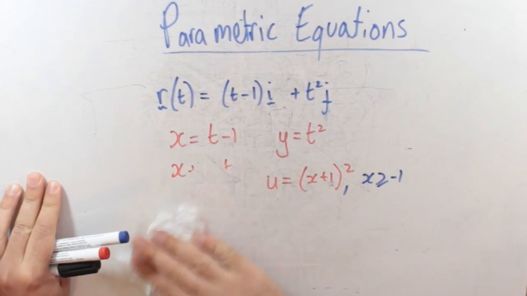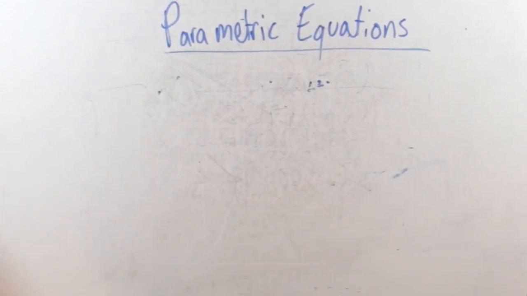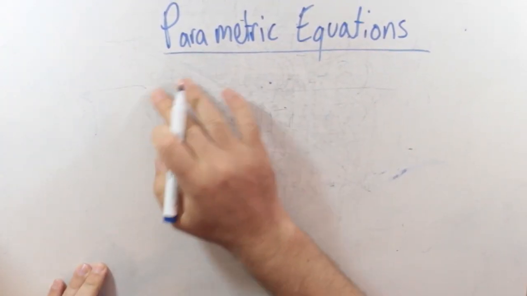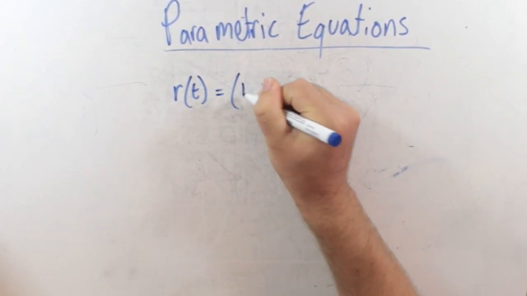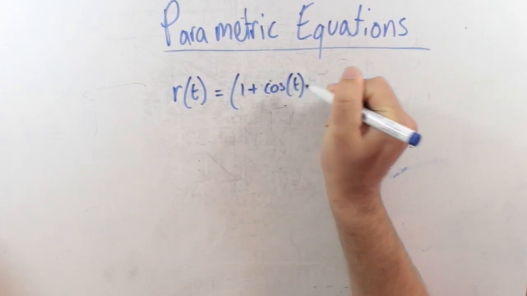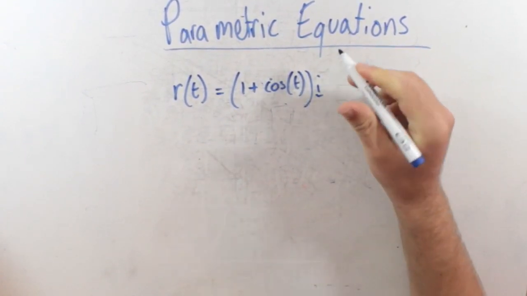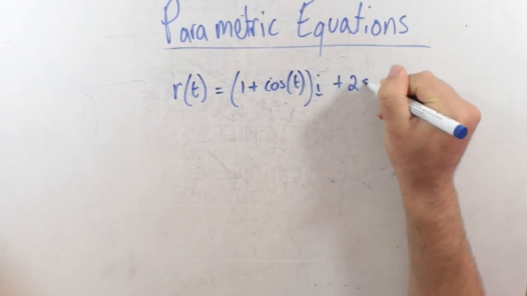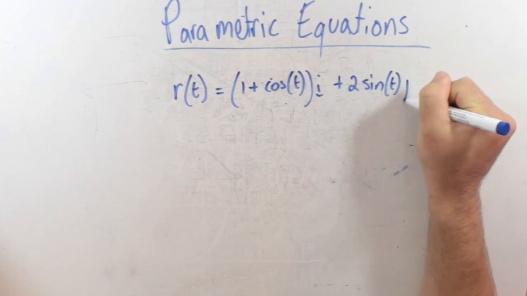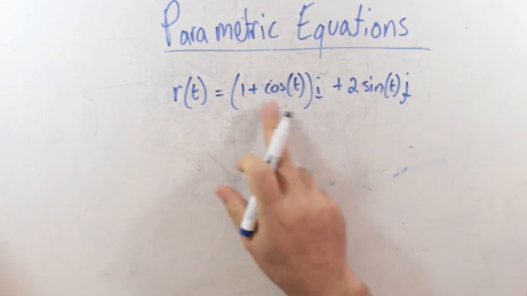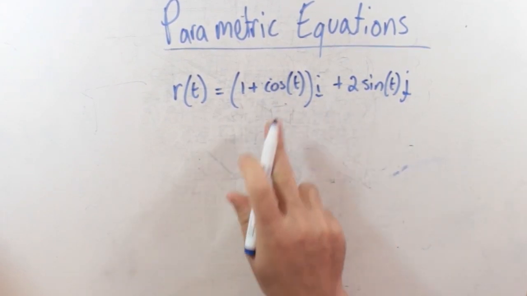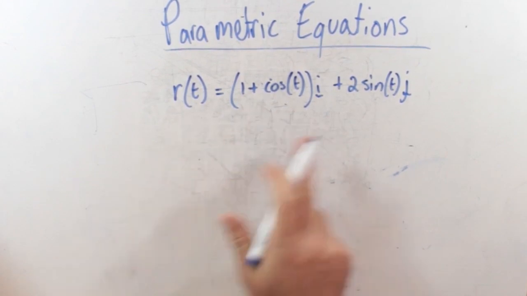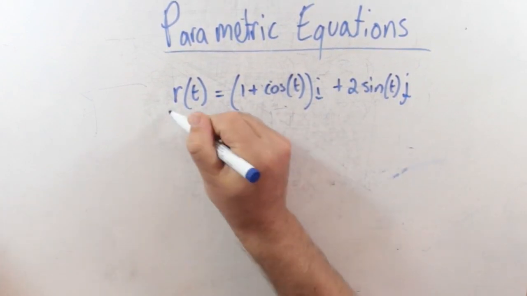Okay, let's do one more. What have we got? What if we've got r(t) equal to 1 plus cos of t i plus 2 sine of t j. Okay, so this one, which often happens, we've got sine and cos in our trig functions for our components here of a vector r.